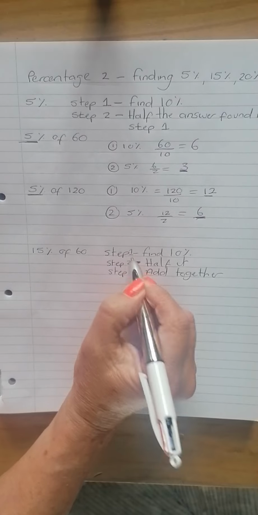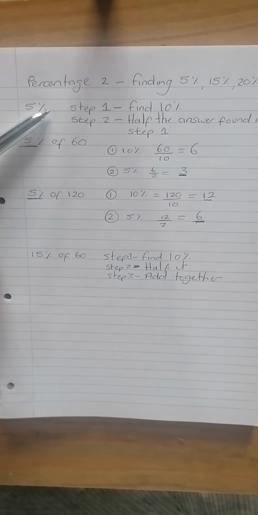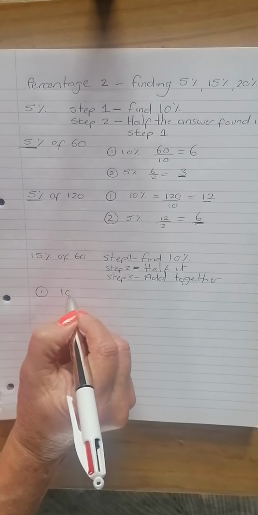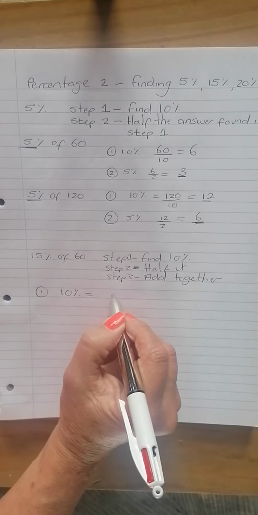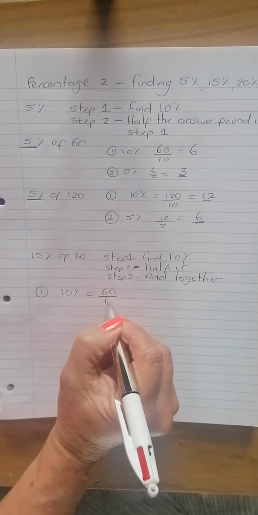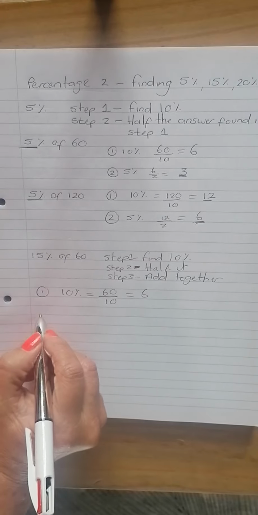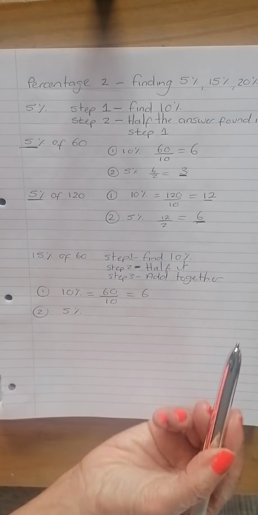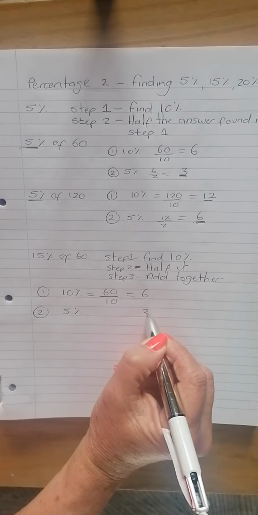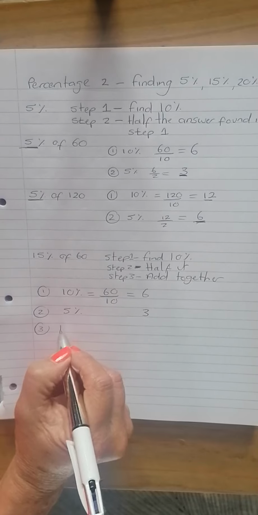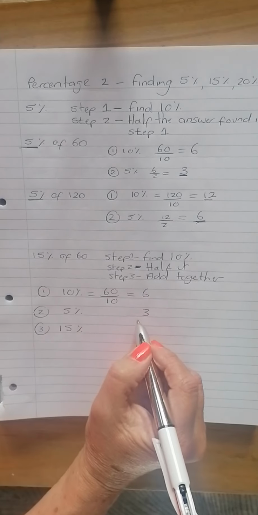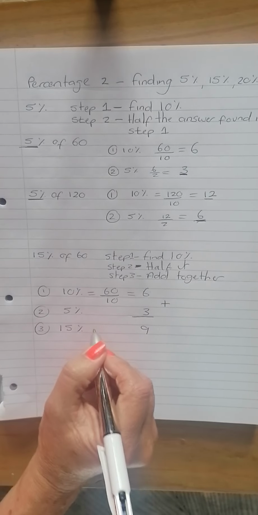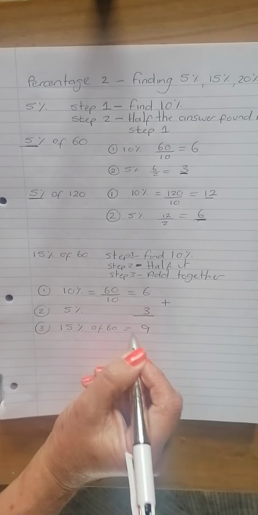So step 1 and step 2 are the same as finding 5% up here. So let's do it. Step 1 says find 10%. And we know how to find 10%. We take the amount and just divide by 10. Step 2, 5% must be half of the first answer. So half of this is 3. And step 3 would be our 15%. And it says to add them together. So you just add these 2 answers together. So we know 15% of 60 equals 9.